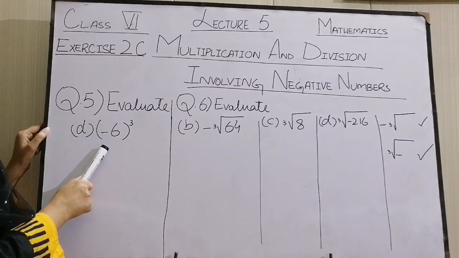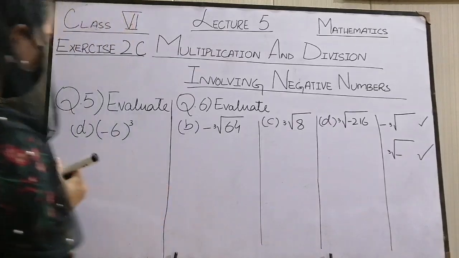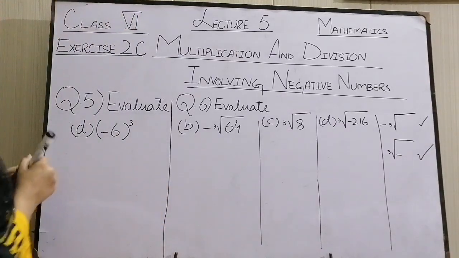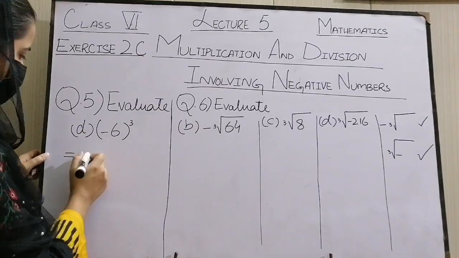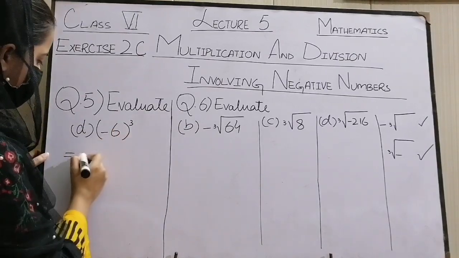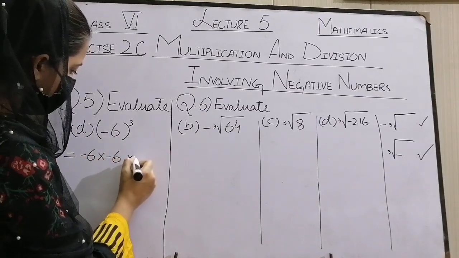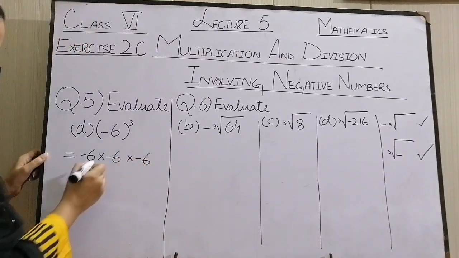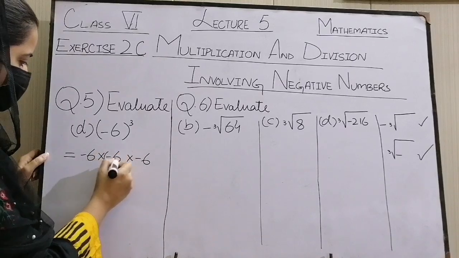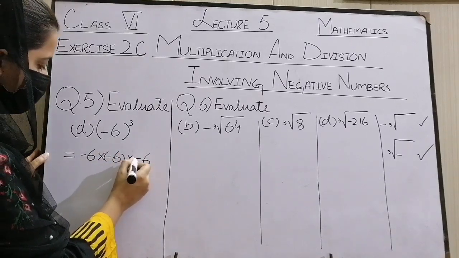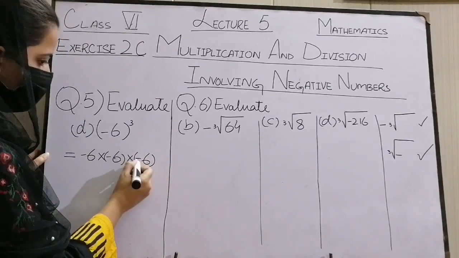Question number 5 is to evaluate cube and question number 6 to evaluate cube roots. I am doing part D. All of these parts are similar, so I am doing just one part for you. Minus 6 power 3 means minus 6 multiplied by minus 6 multiplied by minus 6. Whenever two signs are together, we have to separate these signs using a bracket. You cannot write two signs together. You have to put the brackets in between.